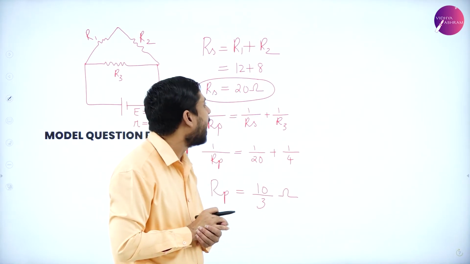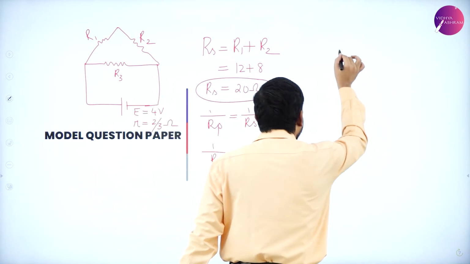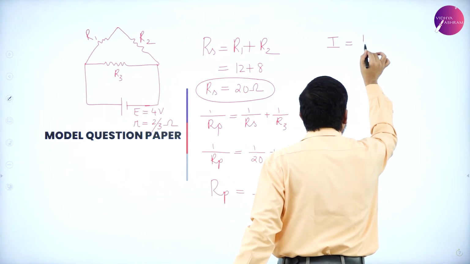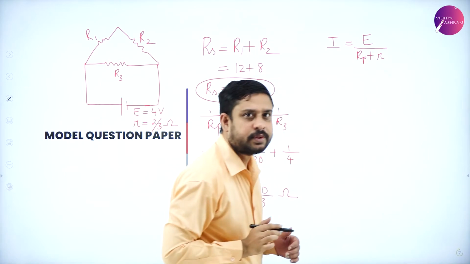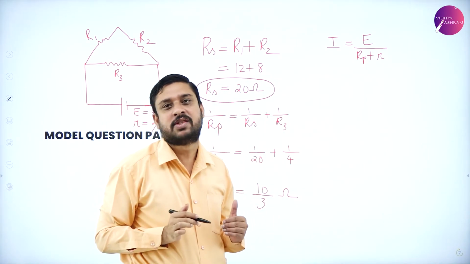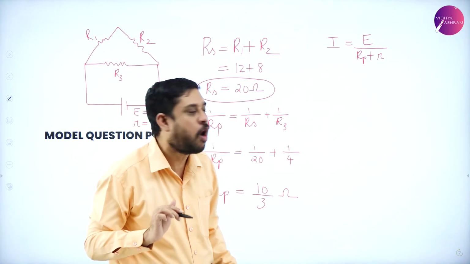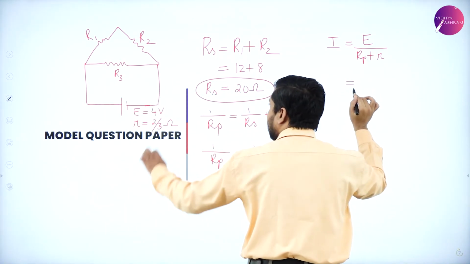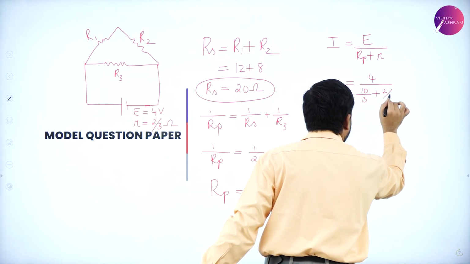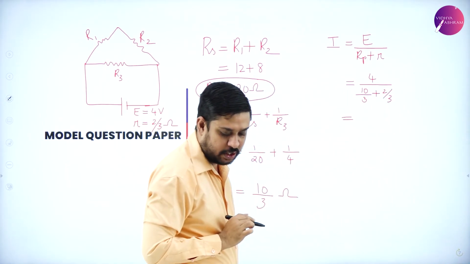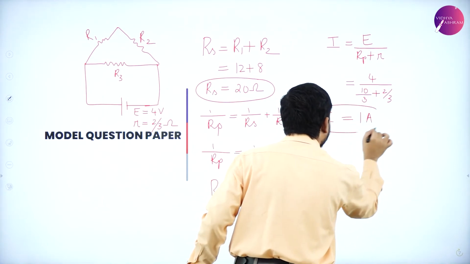Now I will calculate the main current flowing through the circuit. And we know the expression for main current: I equals E divided by RP plus small r. You need to know this relation, students. Only when the concept is deep, you know the expressions, you can solve the problems. So E is 4 volts, this is 10 by 3 plus 2 by 3, which is equal to 1 ampere. So I turns out to be 1 ampere.